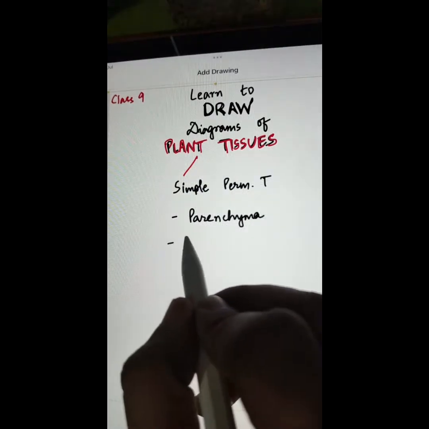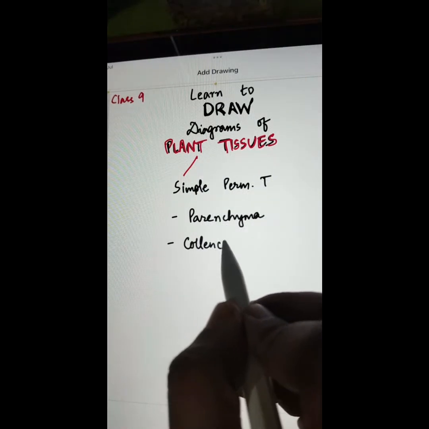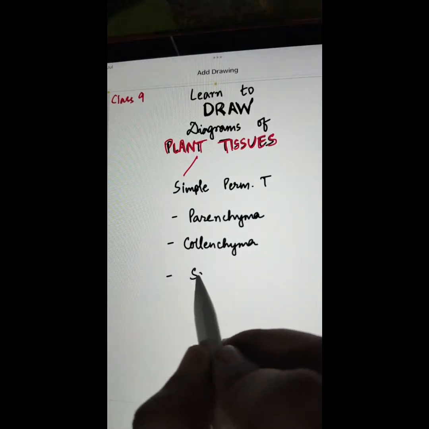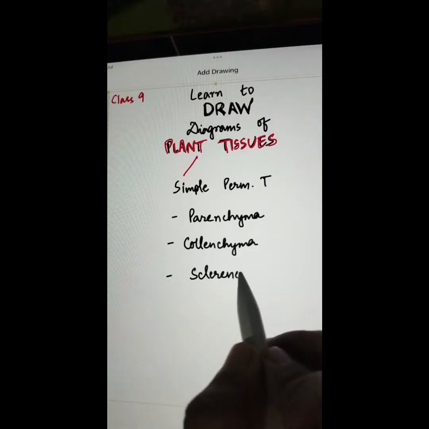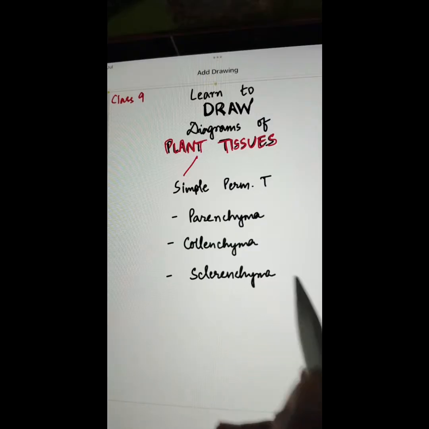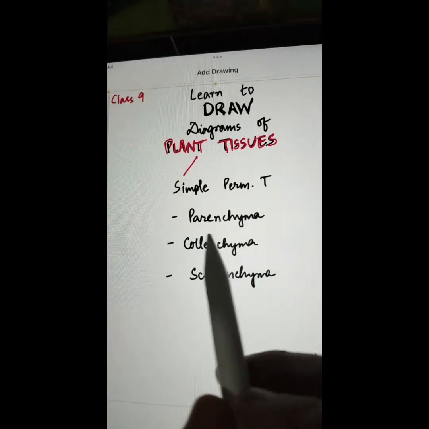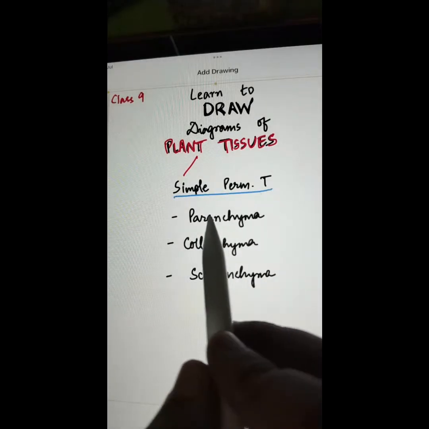parenchyma, collenchyma, and sclerenchyma. For ninth class students, it must be a difficult task to pronounce all these words, but first you should learn the pronunciation. So these are pronounced as parenchyma, collenchyma, sclerenchyma, and they come under the category of simple permanent tissue.